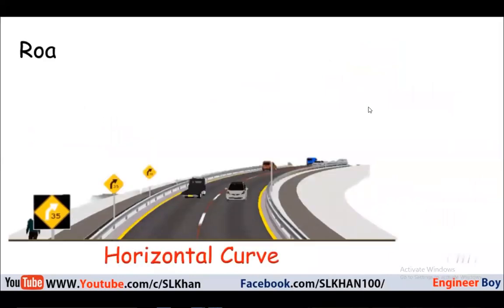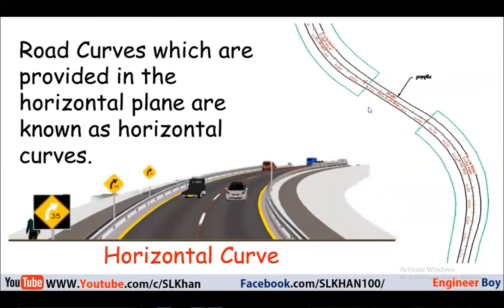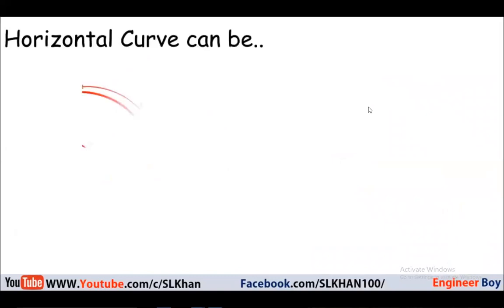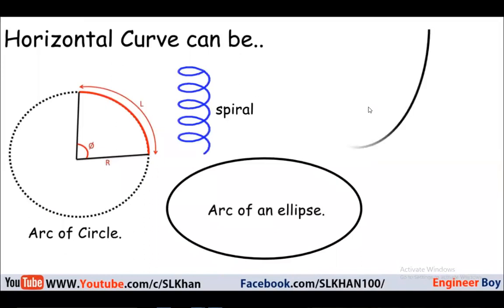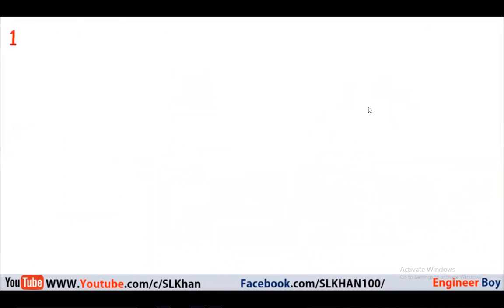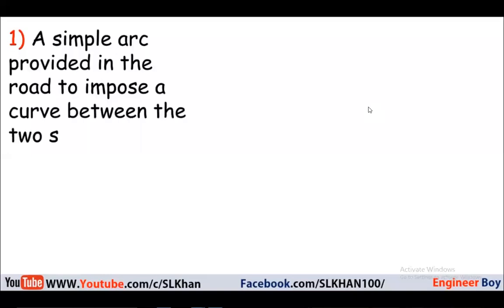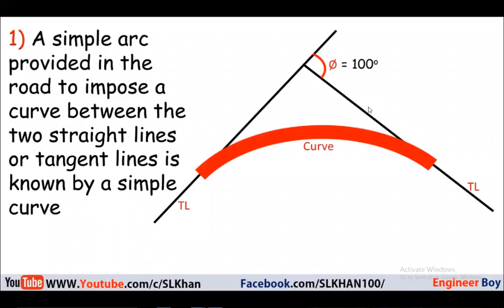Let's talk about the horizontal curves. Road curves which are provided in the horizontal plane are known as horizontal curves. Horizontal curves can be an arc of a circle, a spiral, an ellipse, or a parabola and a hyperbola. So we can have some classes of horizontal curve. For example, a simple arc provided in the road to impose a curve between two straight lines or tangent lines is known as a simple curve.